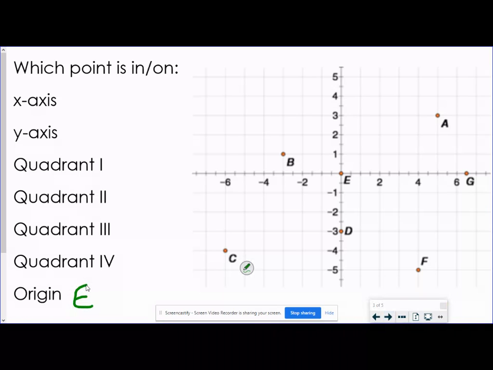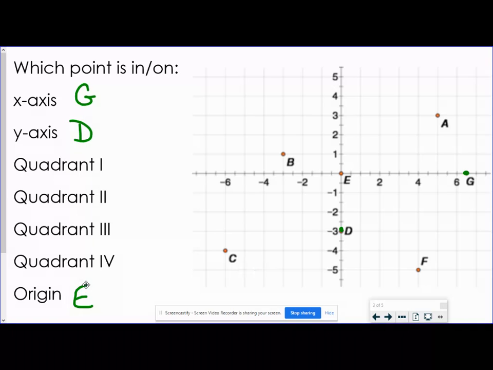Then I'm going to say we're not going to use that one anymore because it is on the x-axis and it's on the y-axis. So when I ask for a point that's only on the x-axis, that would be point G, way over here. Remember, the x-axis is the horizontal axis. And again, ordered pairs get capital letters. The y-axis, that's the vertical axis, and we're going to ignore point E right now because that's the origin. That's going to be point D, right down here.